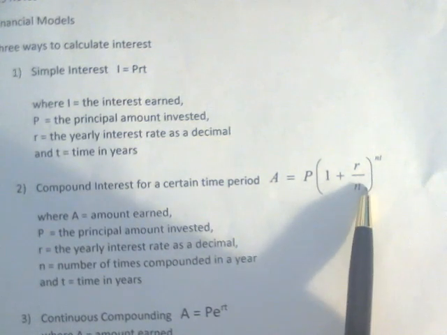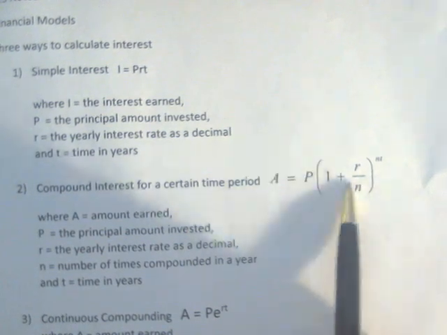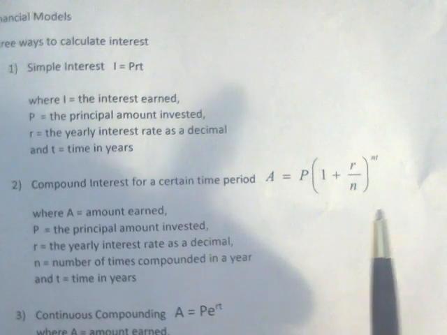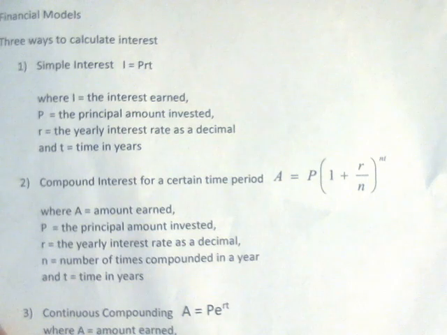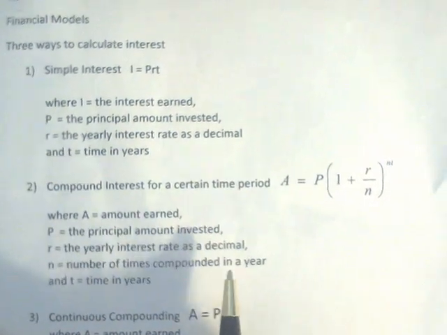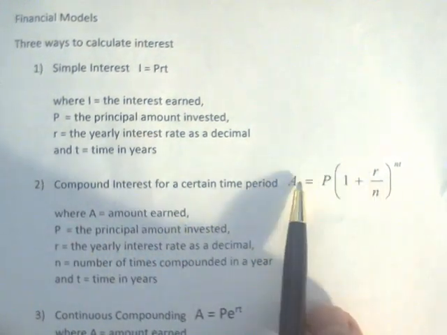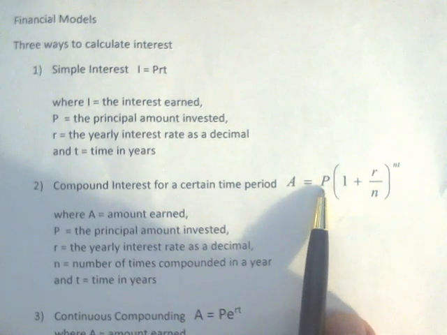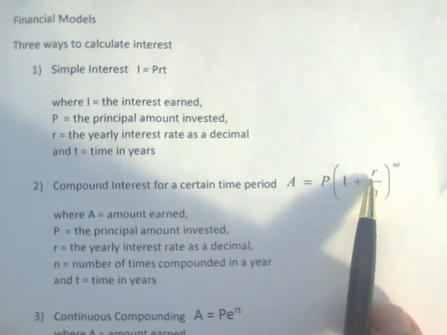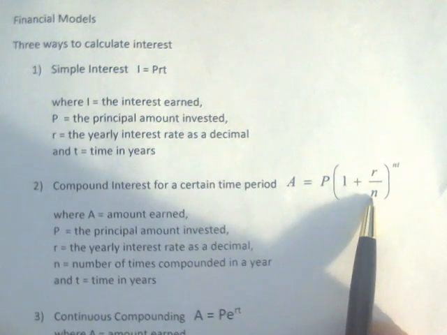It looks intimidating, but if you take your time and substitute the numbers and simplify as much as possible, it's not too bad. Most of the issues with this formula tend to be from the calculator. Hopefully with enough practice, you won't have those issues. But the variables in this formula are: A is your amount earned, P is your principal, so that's what you're investing, R is your interest rate as a decimal. Now, N is the number of times compounded in a year. So we'll talk about the different compounding methods.